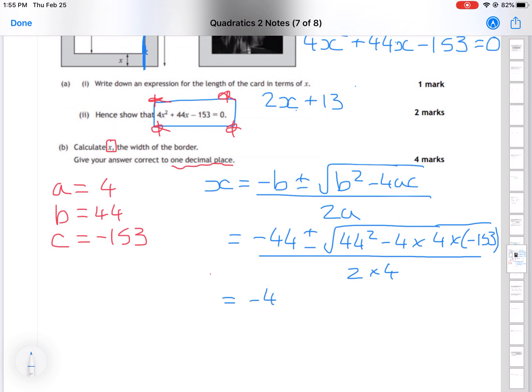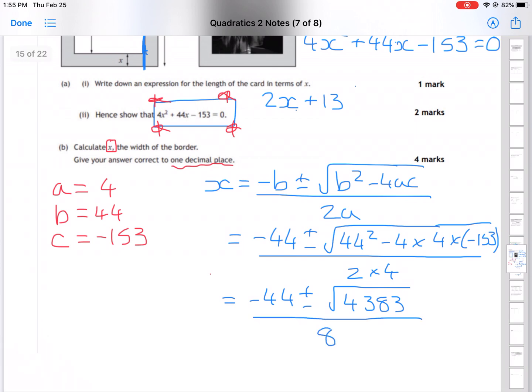Right, so let's again get a number for underneath that square root. Pop that in the calculator. 44 squared, take away 4 times, in brackets, negative 153. You've got to put that negative in brackets. A lot of your calculators won't work if you don't put it into brackets. It won't give you a correct answer out, so make sure you do. Right, so that is 4383 all over 8.